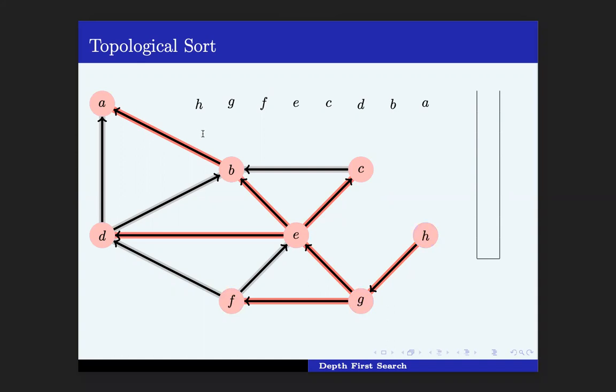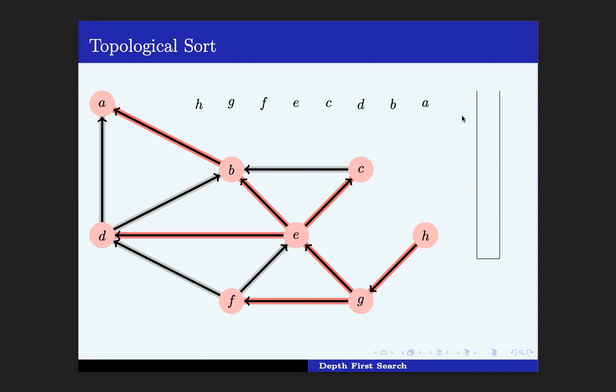And note that this ordering, I claim, is a possible topological sort of the graph. Note that this is not the unique one, but it is a topological sort. So that means we first do H, then do G, then do F, then do E, and so on and so forth. Then C, then D, then B, then A.